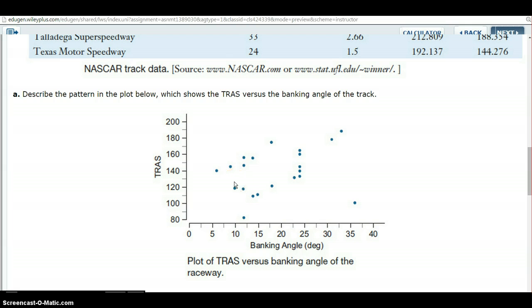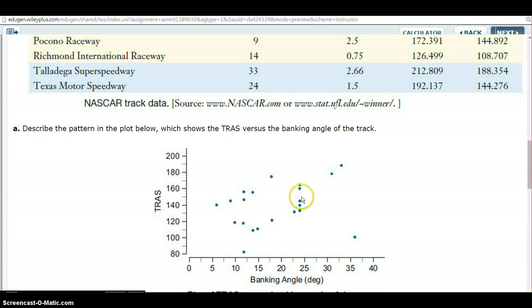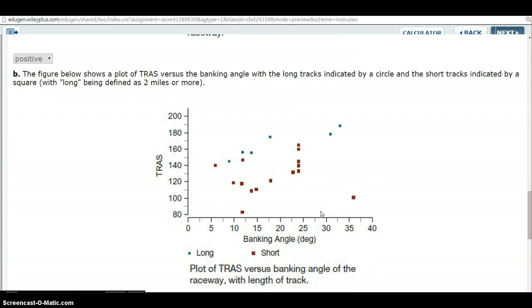If you've played the guessing correlations game, which there's a link to in the module week 3, I'm thinking that's probably a 0.5-ish, a positive 0.5, maybe between 0.4 and 0.6. But right now we're just asked if it's positive or negative, and it's certainly positive. The higher the banking angle in general, the higher the TRAS.